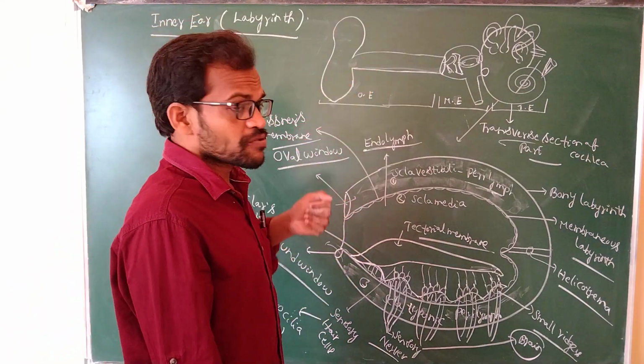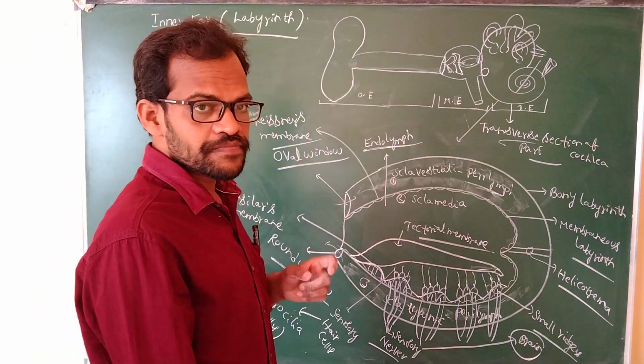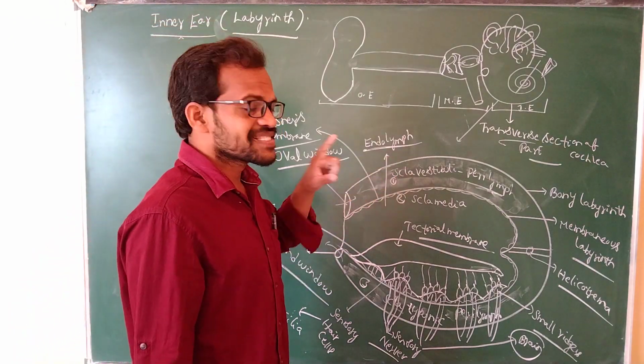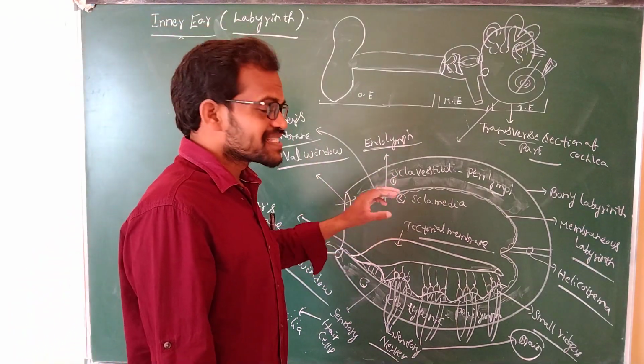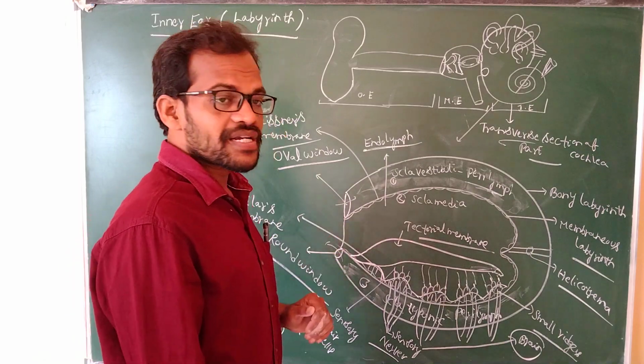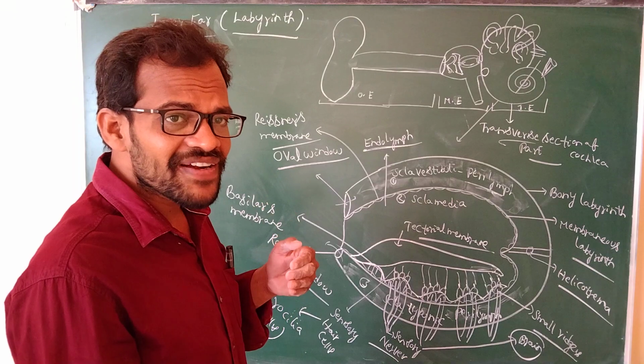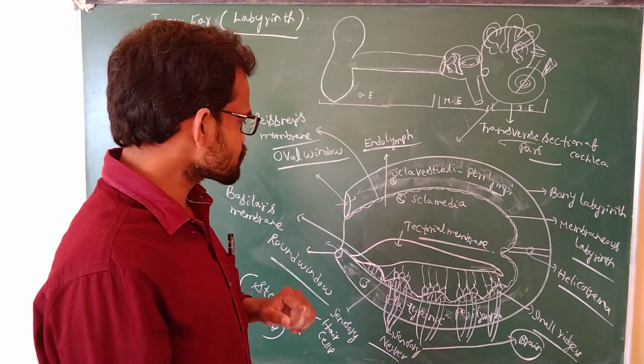The cochlea is divided into three main parts. The first part of the cochlea is the scala vestibuli. The second part is the scala media. The third, inside part is known as the scala tympani.